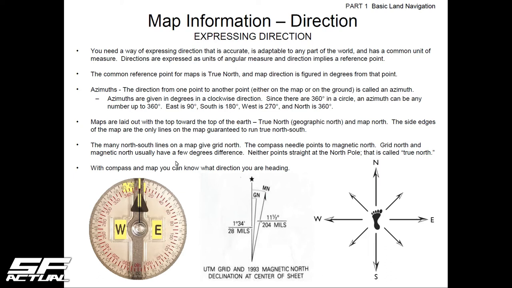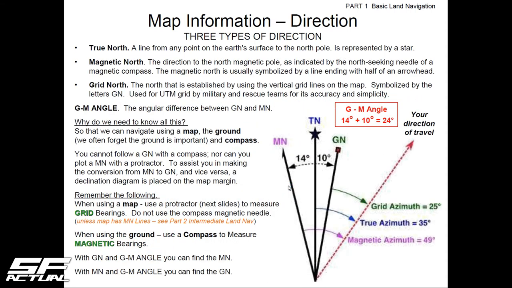Many north and south lines on a map are given in grid north, which we discussed, and then the map needle points to magnetic north, like we had discussed before. Neither points straight at the North Pole, that is called true north. With compass and map, you can know the direction you are heading. So let's get hot and heavy.